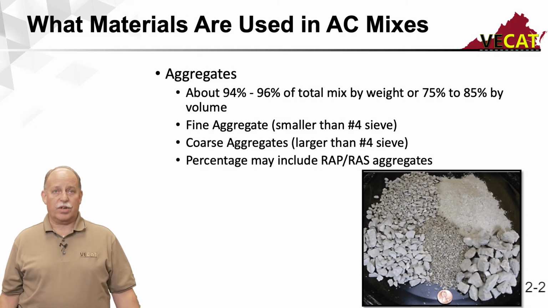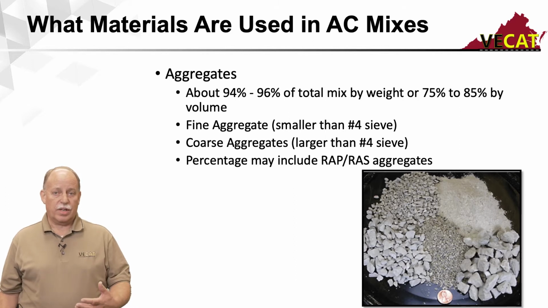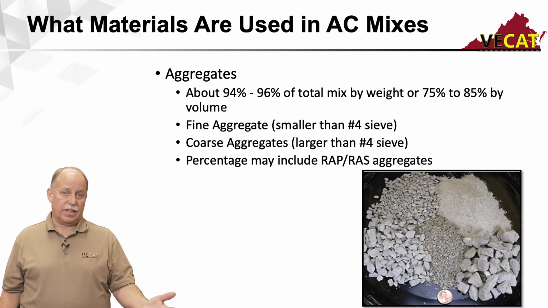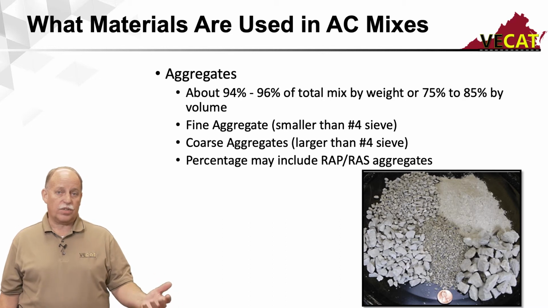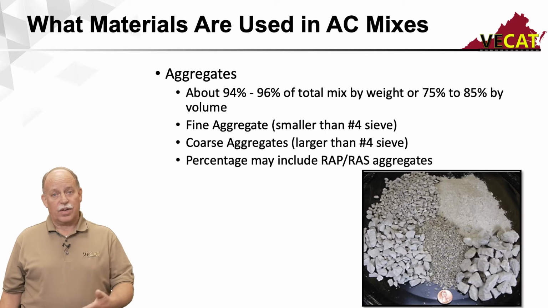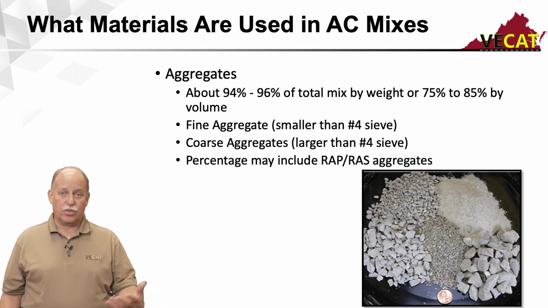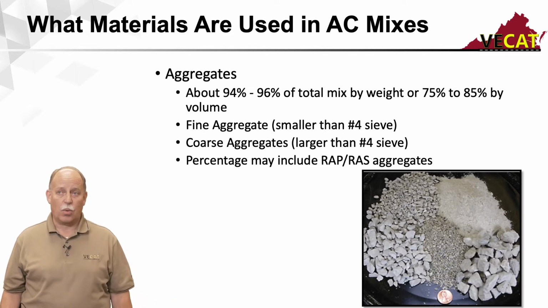We also have aggregates in our mixes. They're about 94 to 96% by total mix weight. So again, 94 to 96% of that mixture is aggregate. So again, if you take that asphalt we had earlier that was 4 to 6%, so if you add 6 to 94, you get 100. If you add 4 to 96, you get 100. So now you have 100% of your material by weight.